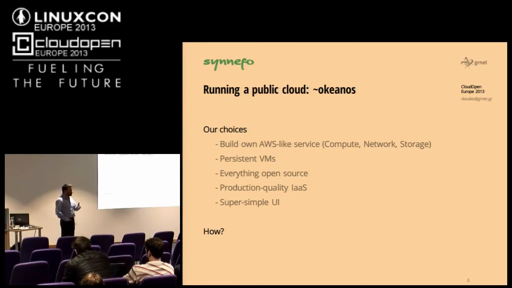So, production quality infrastructure as a service. Everything we would write would be open source. Everything that we have written is open source right now. A super simple UI. Our users are students and researchers who don't actually have prior exposure to cloud technologies. How easy is it for them to build a virtual machine and work on it? And how can you do it? What kind of software is there? How can you combine open source components to build that kind of service?